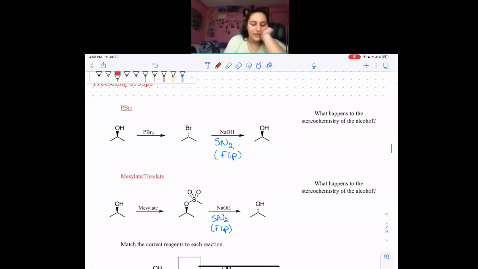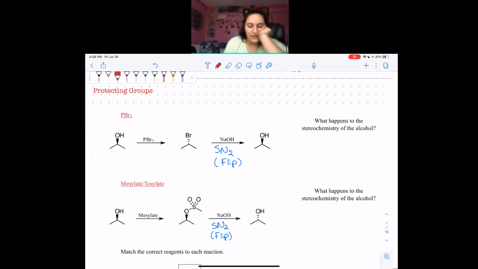Okay. So, protecting groups. We know that PBr3 is going to act as a protecting group, and it's going to turn OH into a Br. And we know that it's going to flip the stereochemistry. We also know that in this second part, we do an SN2 reaction, which also flips the stereochemistry. So overall, we keep stereochem.